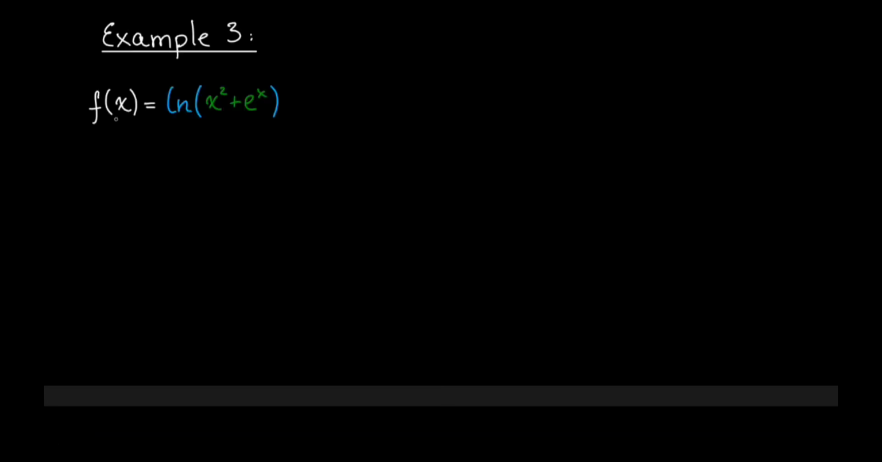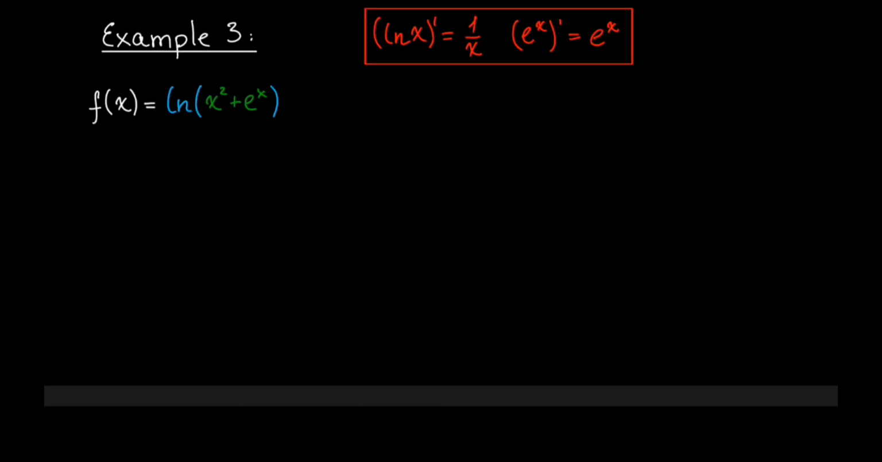So now let's move on to the third example. We are given a function f of x equals the natural log of x squared plus e to the x. Once again, this function has two layers. You have the natural log and everything that is inside the parentheses, meaning that we have to use the chain rule. However, firstly, as a reminder, the derivative of the natural log is simply 1 over x. And of course, the derivative of the function e to the power of x remains e to the power of x. Now that we know this, we can continue computing the derivative of our function.